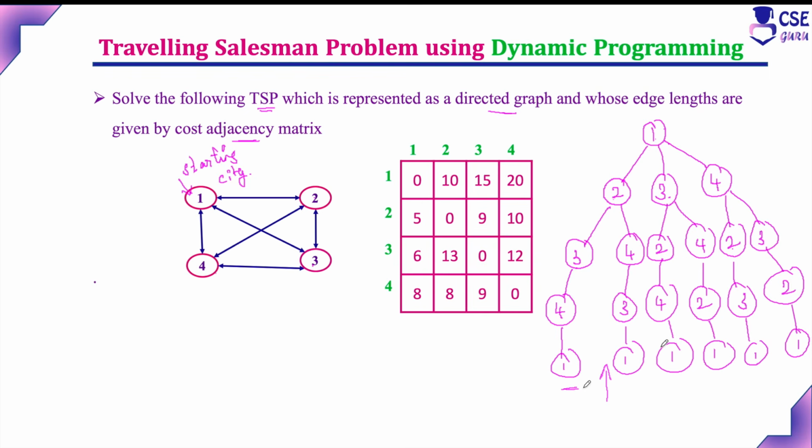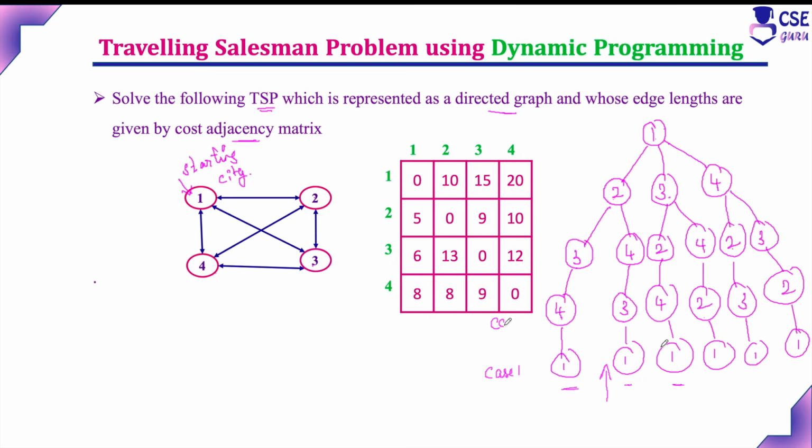From the bottom level, we will start to construct. In this level, this will be case 1. Case 1 is nothing but after visiting all other vertices, it may be a fourth vertex or a third vertex or a second vertex, after visiting that, you need to return back to the starting vertex. That is case 1.